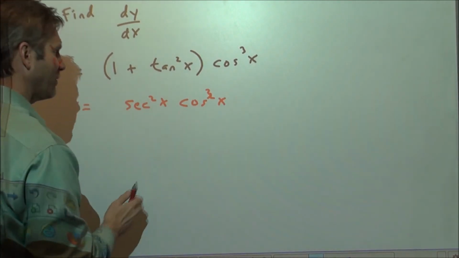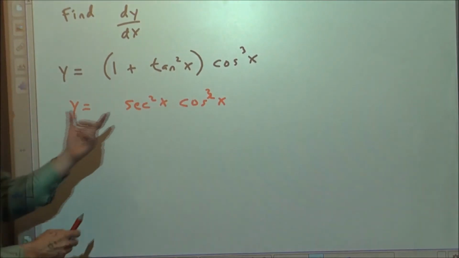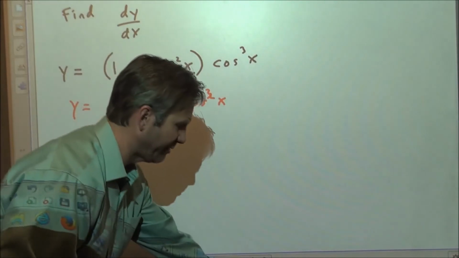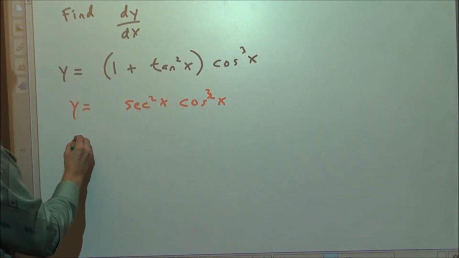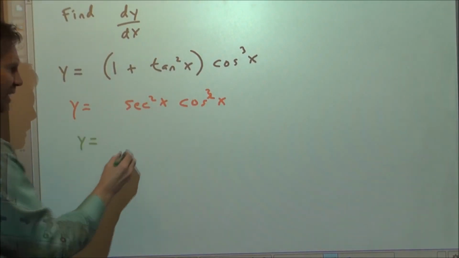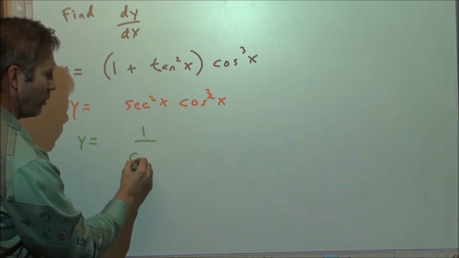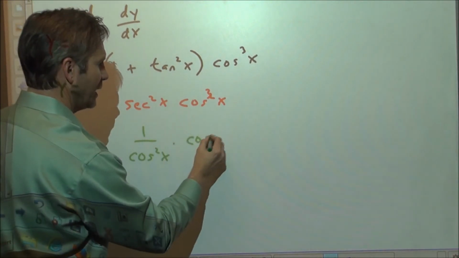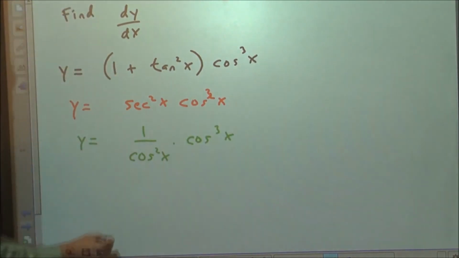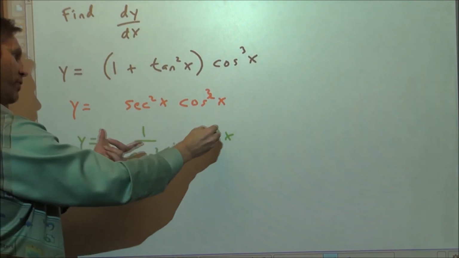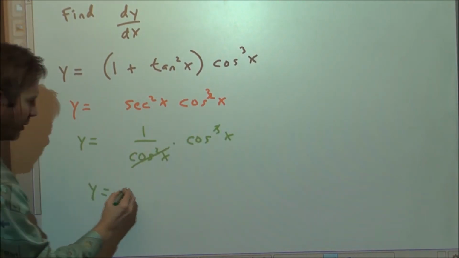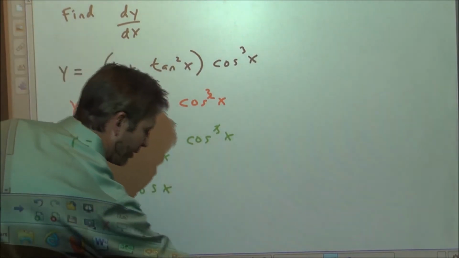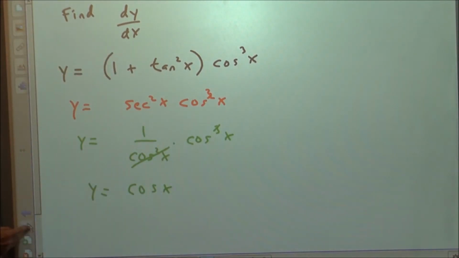And we don't stop there because there's more simplifying we can do. We say, okay, that's good, but maybe we can clean this up more, because otherwise we're looking at a product rule right now. So again, you always want to simplify before you have to do the dirty work of the derivative. So we realize secant squared of x is really 1 over the cosine squared of x. And we're going to multiply that by the cosine cubed of x. So this guy cancels with 2 of those guys. So what we're left with is y equals the cosine of x. And we know that the derivative of that is just negative sine of x.